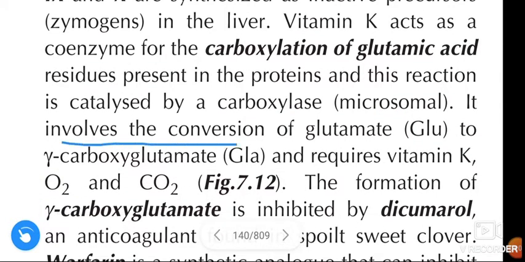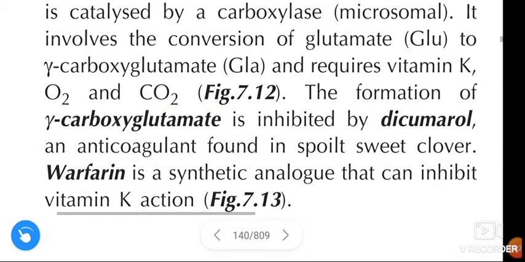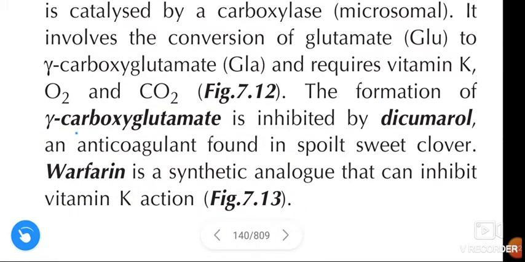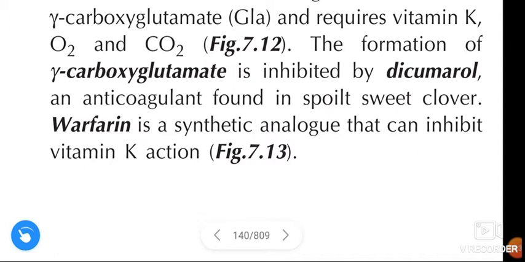It involves the conversion of glutamate to gamma carboxyglutamate and requires vitamin K, oxygen and carbon dioxide. The formation of gamma carboxyglutamate is inhibited by dicumarol, an anticoagulant found in spoiled sweet clover. Warfarin is a synthetic analog that can inhibit vitamin K action.